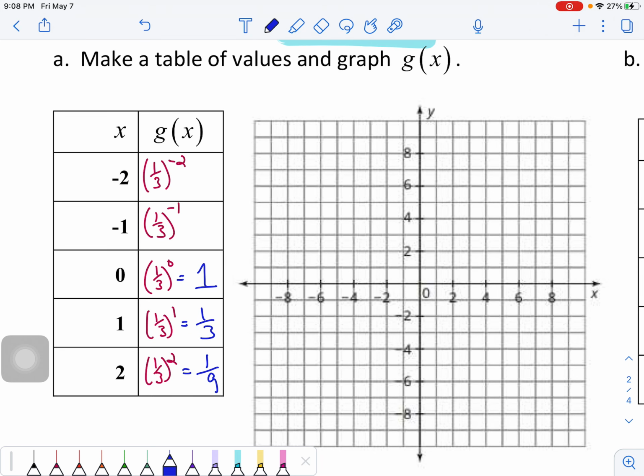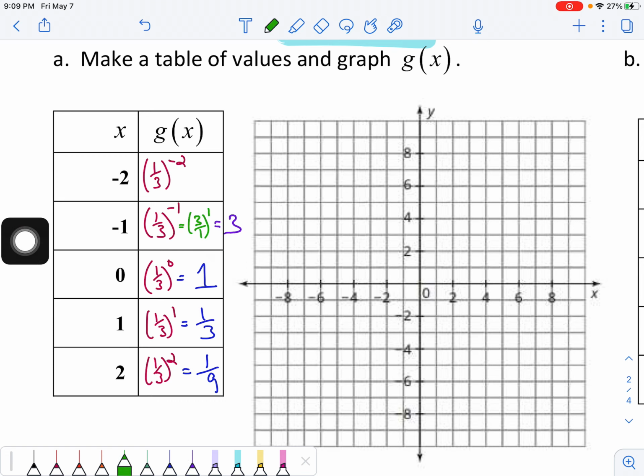Now, the 2 with negative exponents, all right? This negative means I'm going to flip this fraction over, all right? So this is going to be, instead of being 1/3, you would write 3/1 to the first. Well, that would just be the number 3, all right? 3 divided by 1 is just 3. 3 to the first is 3.